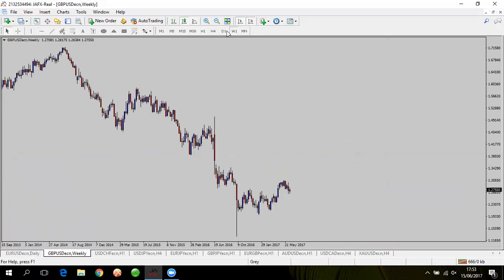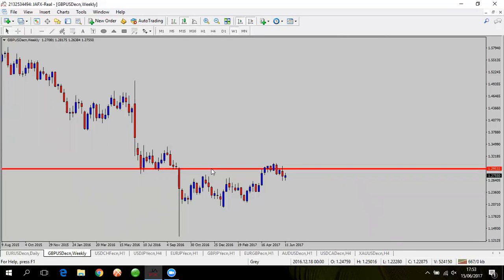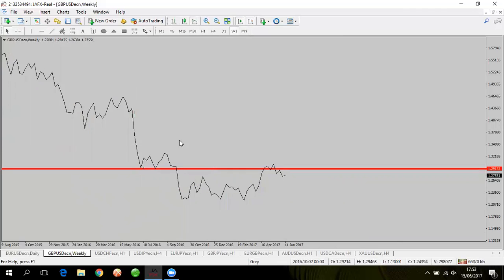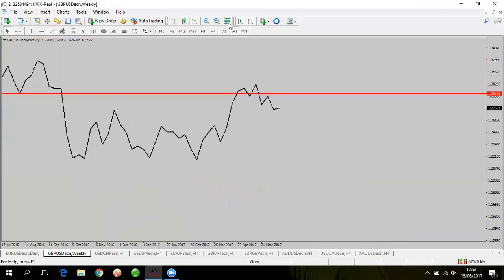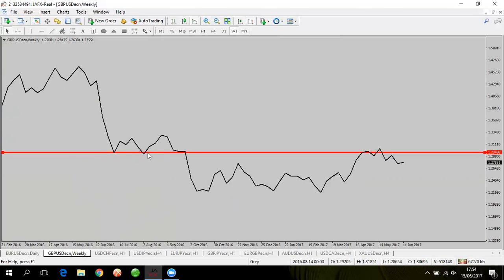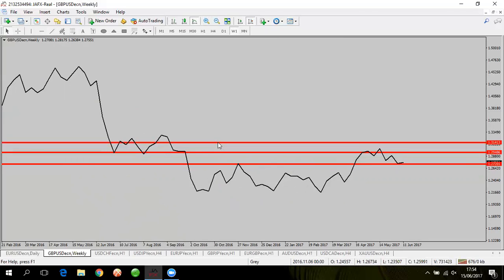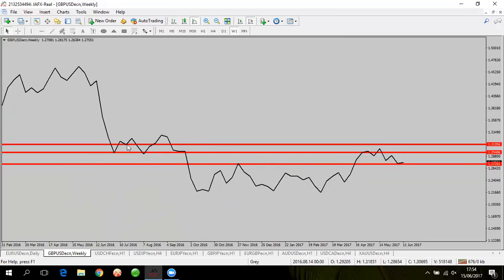So we drop to the weekly. We just want to take a look at our important levels. What I like to do is drop to the line chart. Let me just zoom in here. Drop to the line chart. And we find support here, resistance here, resistance here. And we might just look for one more key level, support here as well.